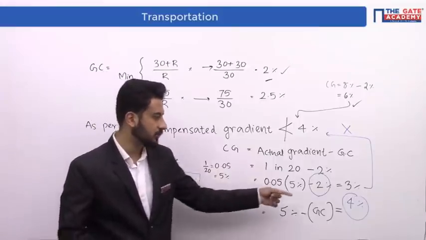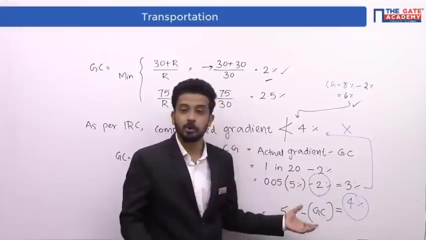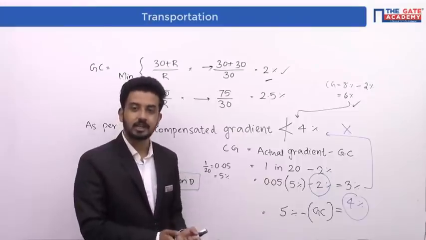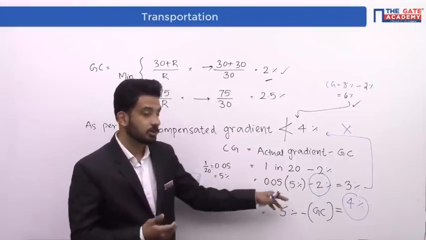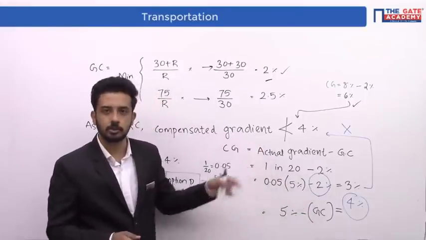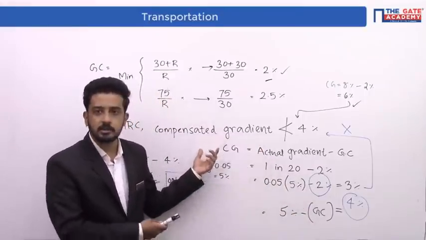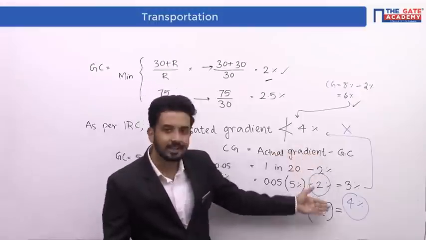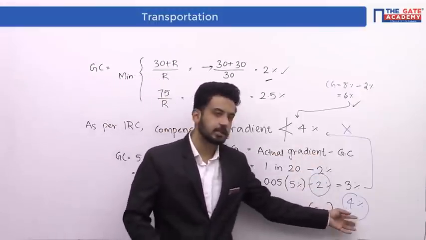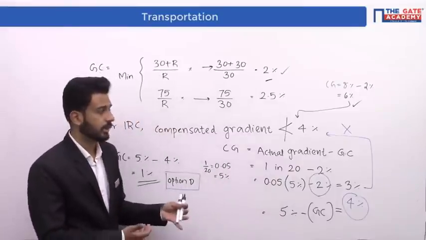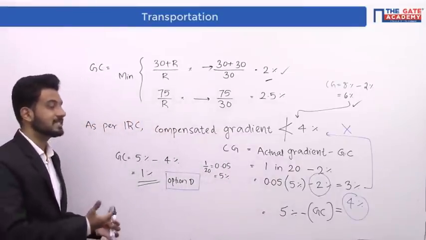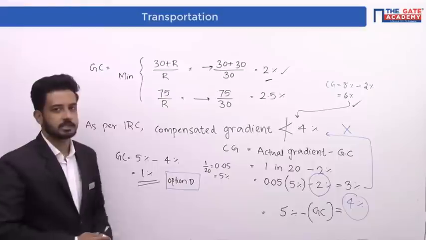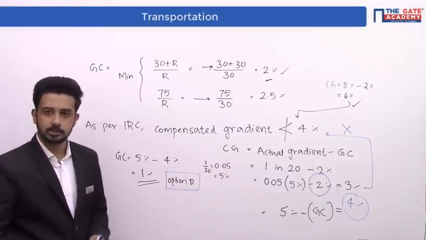So one option definitely will be 3%. So if you don't know the rule, what you will do? We'll select 3% and move on. Okay. So what you should do? You should remember this rule. So if they are asking, instead of grade compensation, compensated gradient, if it is going less than 4%, you have to set it as 4% only. So in this question, the value of compensated gradient is 4%, and grade compensation is 1%. Okay. Hope you understood the concept.